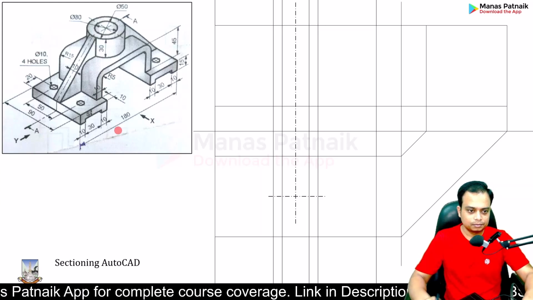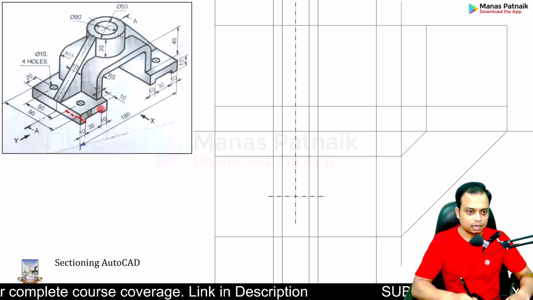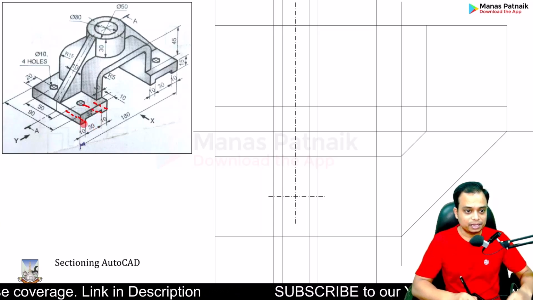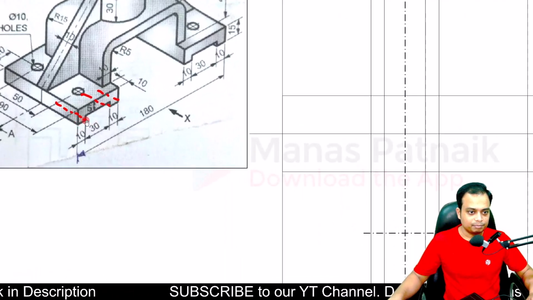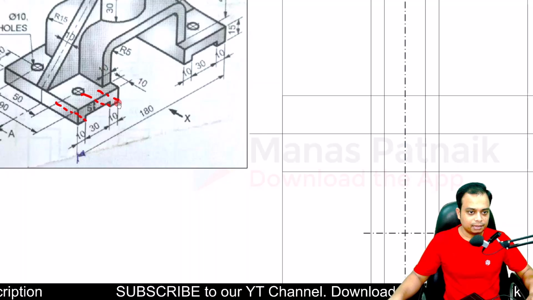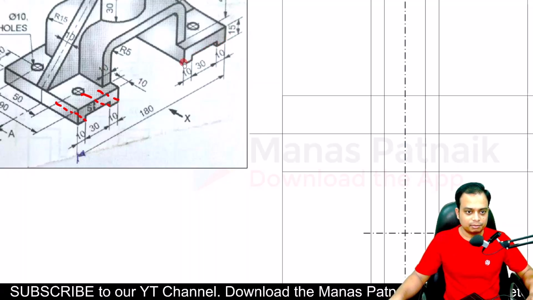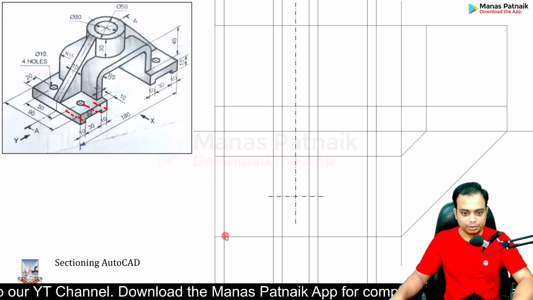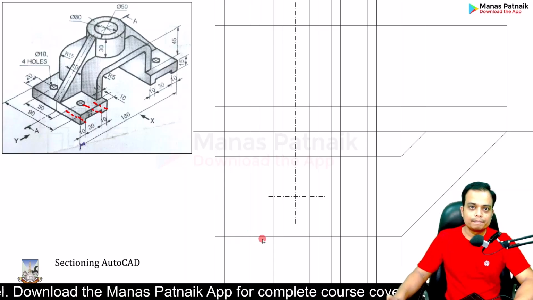And then if you watch this, there is an edge. Again, there is an edge here also. There is an edge here also. So these edges are spaced 10 mm, 30 mm, 10 mm. And from the right also 10 mm, 30 mm, 10 mm. Let us do this at a distance of 10, then from here at a distance of 30, from here at a distance of 10 again.